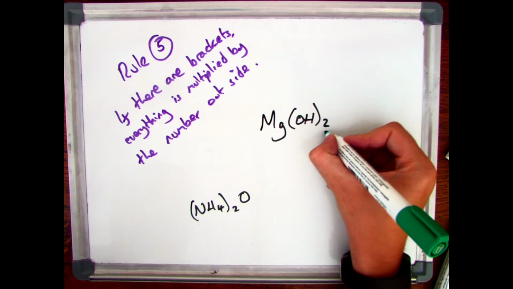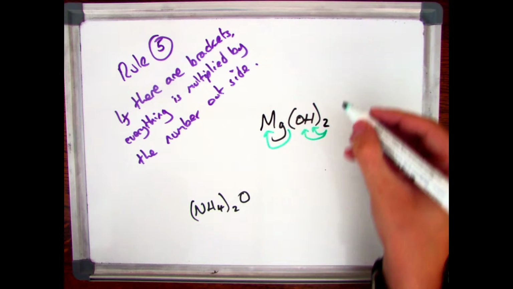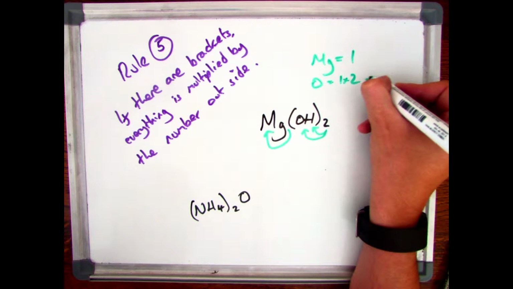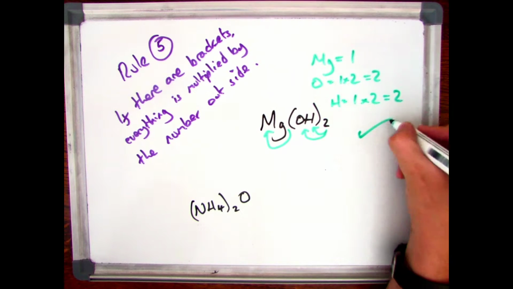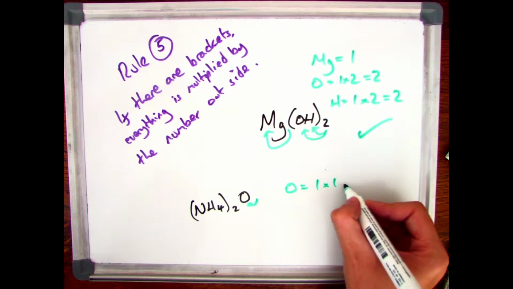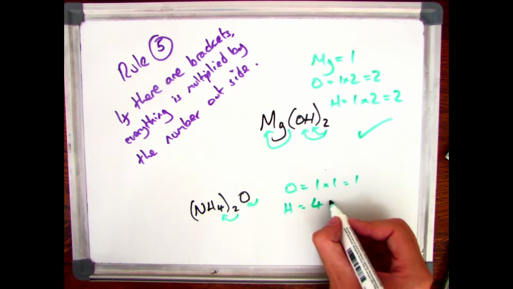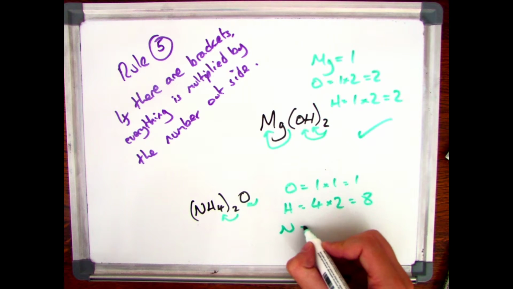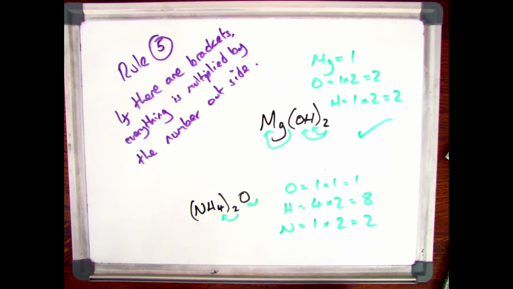However, if there are brackets, then everything inside that bracket is multiplied by the number outside of it. So here I've got Mg(OH)2, which means I have 1 magnesium, but I have 2 oxygens and I have 2 hydrogens. Same applies down with my ammonium oxide down at the bottom. I've got 1 oxygen. However, inside my brackets I have 1 nitrogen and 4 hydrogens, but I've doubled it. So that 4 is doubled to give me 8 hydrogens in total. And then nitrogen, as I said, I've got 1 inside, but I've doubled it because I've got 2 outside the brackets, therefore I've got 2 in total.